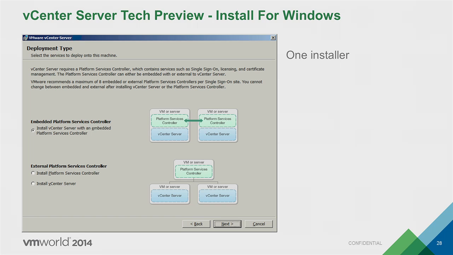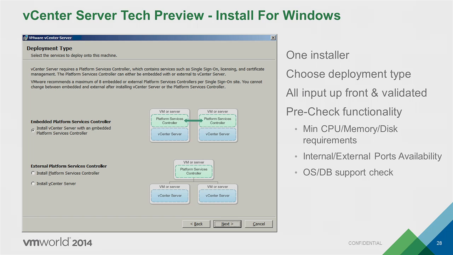We will give you one installer, which will allow you to choose the deployment type, whether you want an embedded or external. It will prompt you for all the inputs ahead of time. We will validate the inputs right there, and we will do some pre-check validation. And once you reach the screen where you're ready to click the install button, from then onwards, it's completely on autopilot. You can take a break. 15 minutes later, the installation is complete. It's up and running for you.